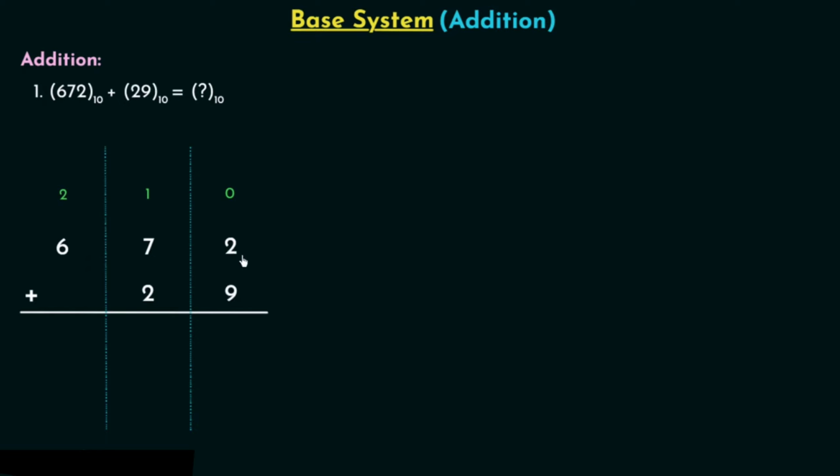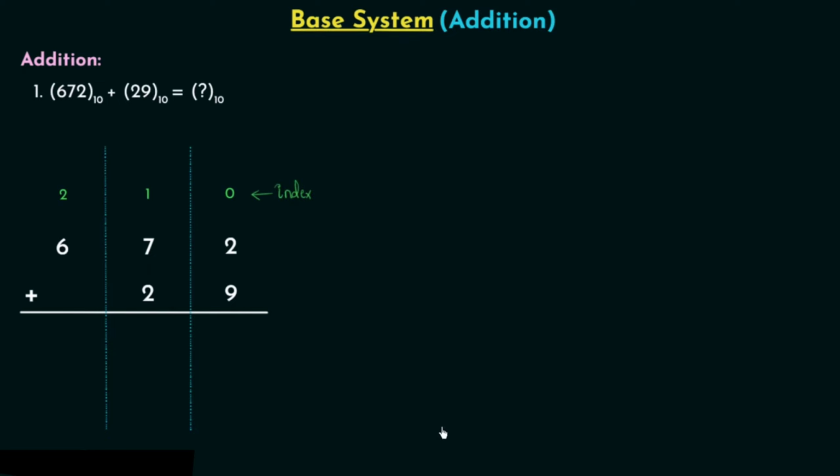So 2 and 9 are placed in the same column because they have the same index. 7 and 2 are placed in the same column because they have index 1. 6 is placed in this column because it has index 2. The second number doesn't have a third digit, therefore we have left this spot empty. So I hope the placement of the digits of the two numbers is now clear to you. 0, 1 and 2 are the index of the digits in the numbers.